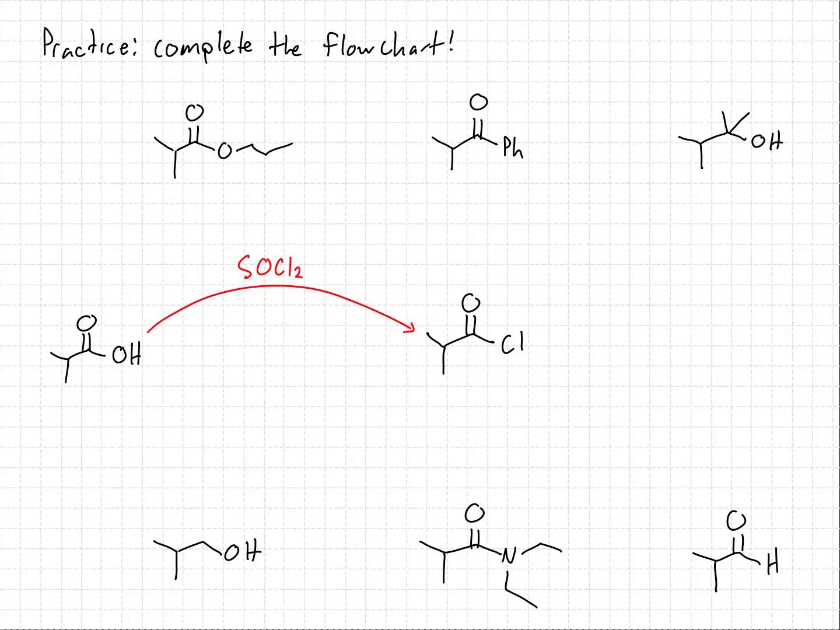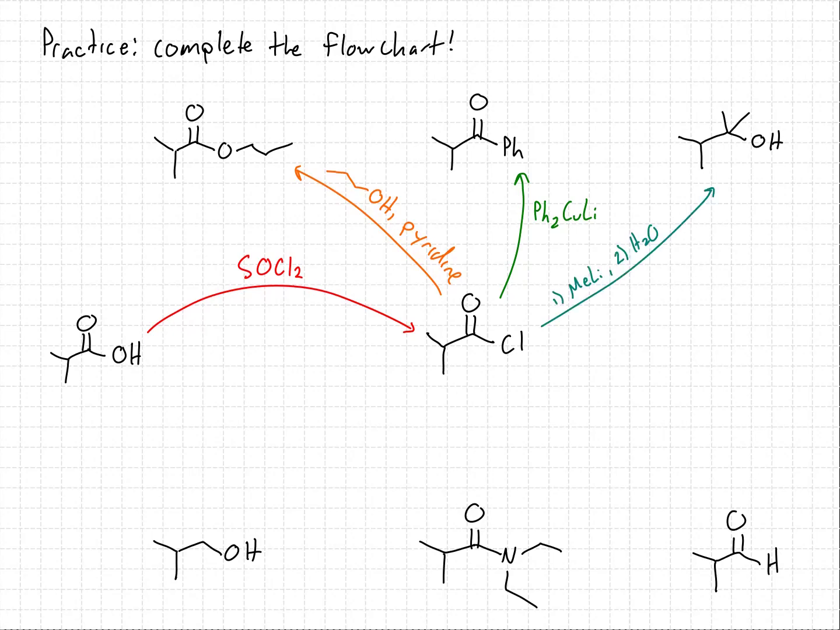For starters, we can convert the carboxylic acid to an acyl halide using thionyl chloride, with or without pyridine. The acyl halide can be converted to an ester by treatment with alcohol and pyridine. Ketones can be made with Gilman reagents. Tertiary alcohols can be made with the stronger and more difficult to control organometallic reagents. Aldehydes can be prepared with our new reduction reagent, lithium aluminum tri-tert-butoxyhydride.